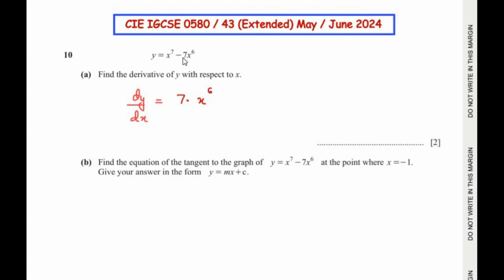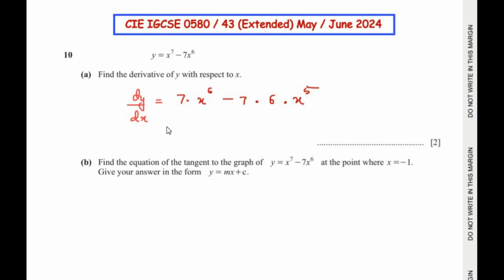Next, let us differentiate minus 7x to the power of 6. Let me write down the sign first: minus. Now 7 is a constant, so I'm going to keep it as it is. Now the same thing, the power of x comes down and multiplies with x. So 7 multiplies with 6, the power that has come down. Now 6 multiplies with x and the power of x is reduced by 1, so now the power becomes 5.